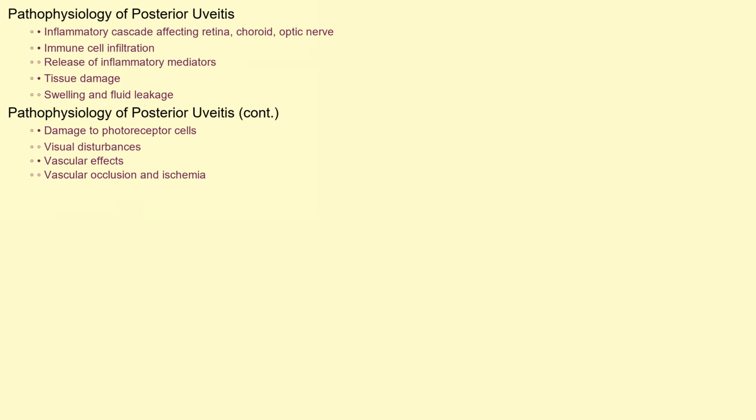The pathophysiology of posterior uveitis involves a cascade of inflammatory events. The inflammation causes damage to the delicate tissues of the retina, choroid, and optic nerve. Immune cells infiltrate these structures, releasing inflammatory mediators that disrupt the normal function of these tissues. This leads to swelling, fluid leakage, and potential damage to photoreceptor cells in the retina responsible for vision. The inflammation can also affect blood vessels, leading to vascular occlusion and ischemia. This all contributes to the visual disturbances and other symptoms associated with posterior uveitis.